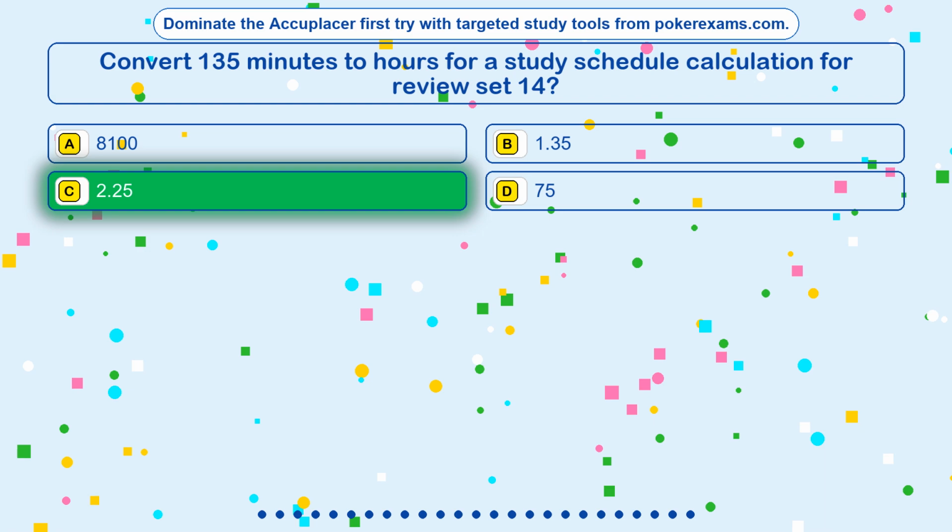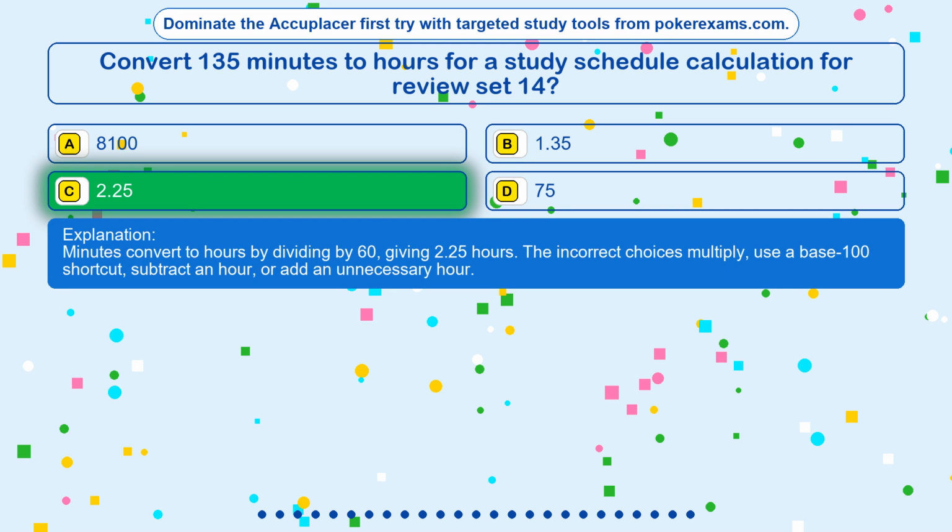The correct answer is option C, 2.25. Minutes convert to hours by dividing by 60, giving 2.25 hours. The incorrect choices multiply, use a base 100 shortcut, subtract an hour, or add an unnecessary hour.